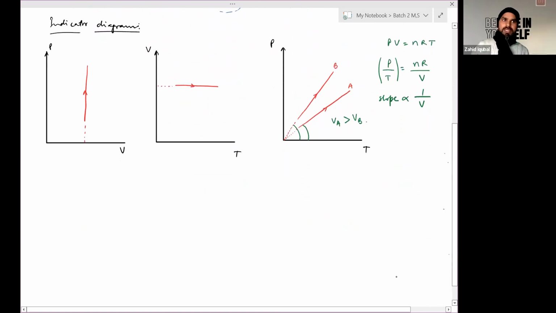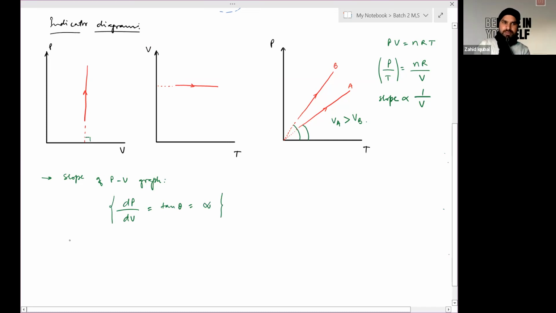Now related to this part, for the PV curve, we have to calculate first the slope of the pressure versus volume graph. Since this line is inclined at 90 degrees with respect to the x-axis, the slope dP by dV will be tan theta, and tan 90 will be infinite. So dP by dV for this process will be infinity.